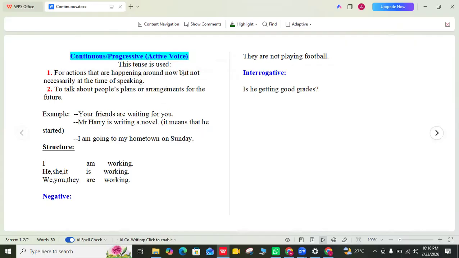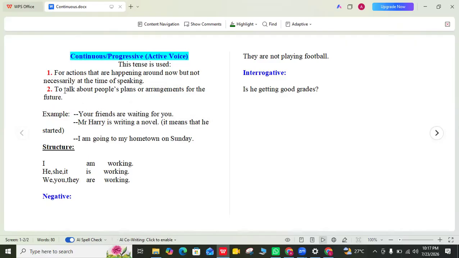But it is not necessarily at the time of speaking. Sometimes when you are speaking, it is not compulsory that a specific action is happening. For example, if I say Mr. Harry is writing a novel, it means that he has started. It is not compulsory that at the time of speaking he is writing. So this is just a general thing.